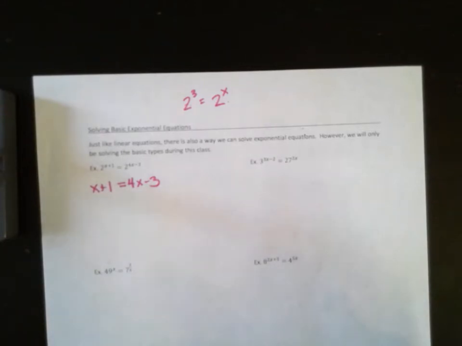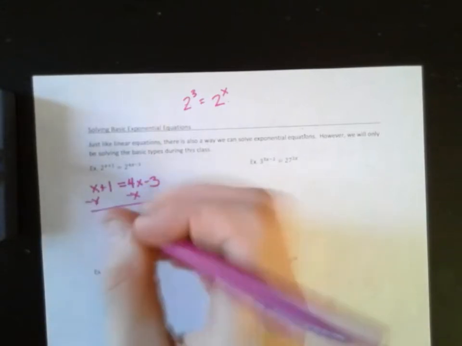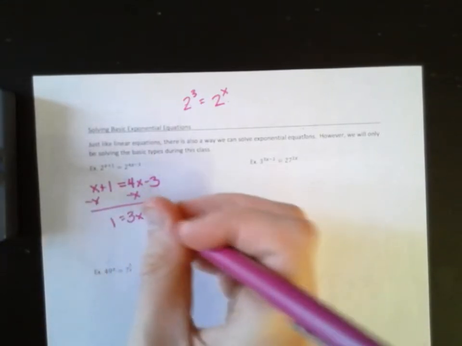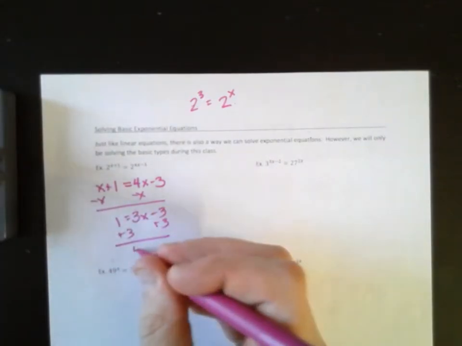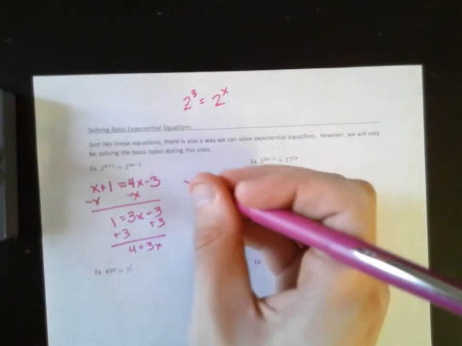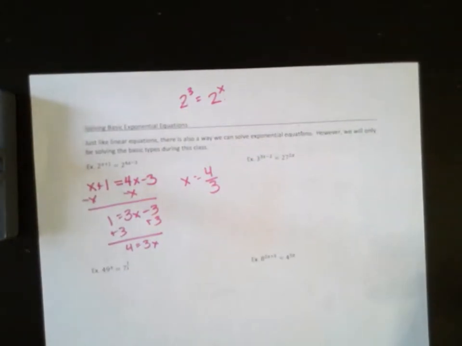So now we just have a regular multi-step equation. Subtract x on both sides. I get 1 equals 3x minus 3. Add 3, add 3. I get 4 equals 3x. That means x equals 4/3. Boom, done. That's it. It's easy.